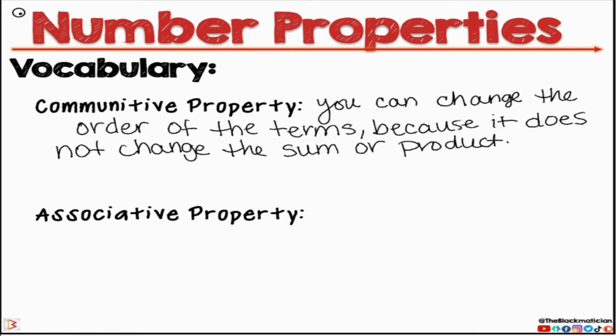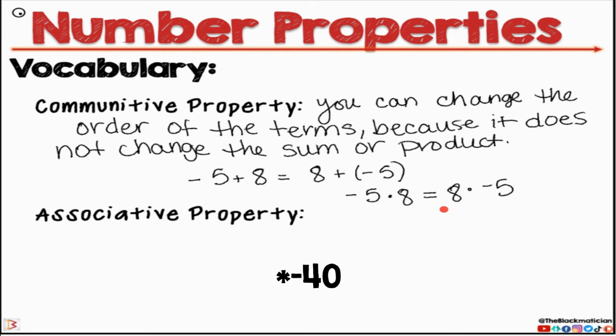For instance, let's say I have -5 plus 8. -5 plus 8 is the exact same as 8 plus -5. So I can use commutative property because no matter how I switch those two around, I'm still going to get the same answer. Another way could be -5 times 8, which is also the same as 8 times -5. Because no matter how I switch these around, I'm still going to get -40 for my answer.